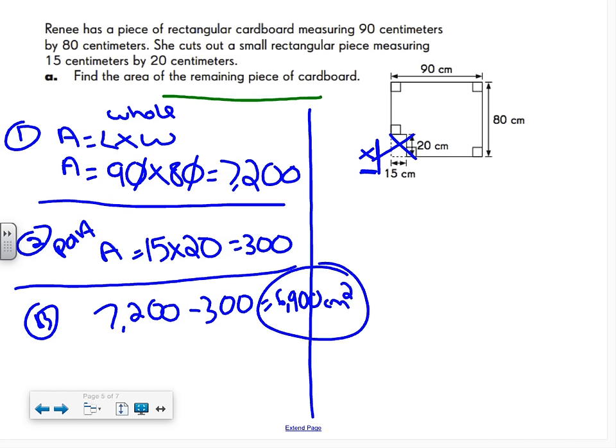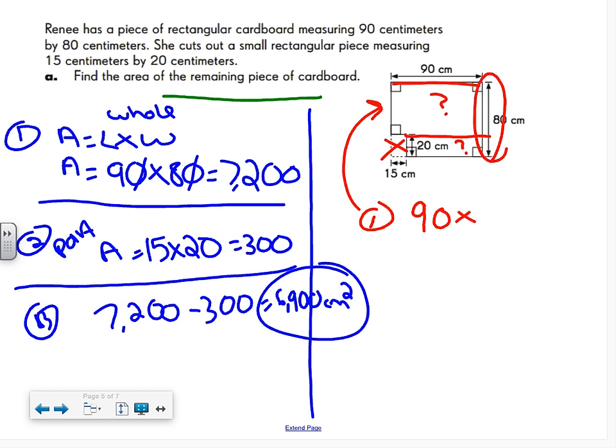Okay, that's my answer. Another way I can do it, if you don't see it that way, is to go back to 12.3 with composite figures. I can separate this. I don't care about that. I have to find the area of this and the area of this. For the first one, I know the length is 90, and I have to figure out the width. This whole thing is 80, and this side's 20, so I subtract: 80 minus 20 is 60. So this side is 60. I know 9 times 6 is 54, and with my two zeros, 5,400 is that rectangle.